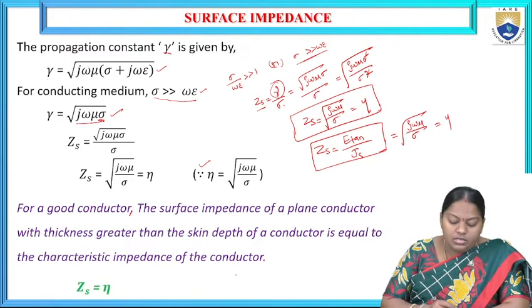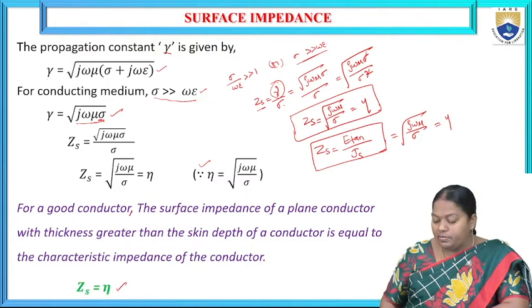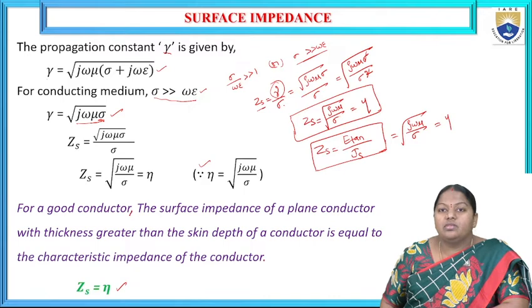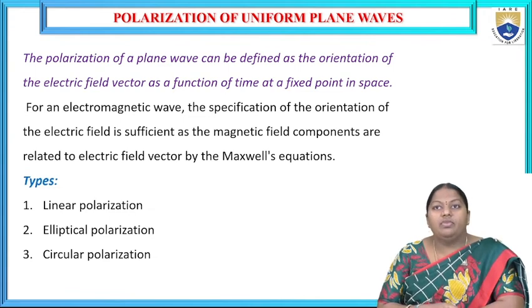Next, from this we can say that Zs is equal to eta. The surface impedance is nothing but the intrinsic impedance of a good conductor. Okay, then polarization of uniform plane waves.